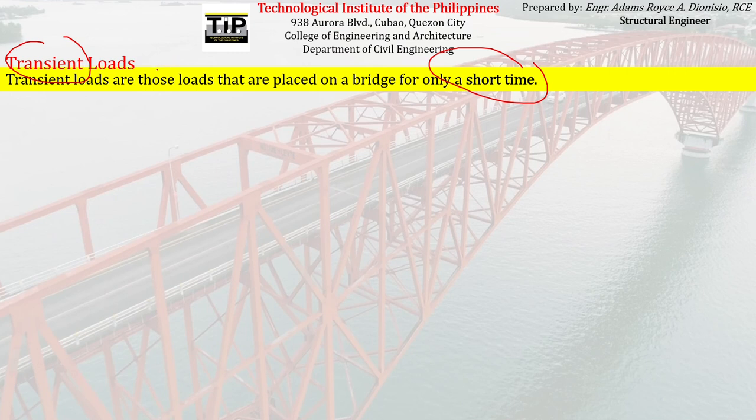When you say transient loads, these are just loads that are placed on a bridge for a short period of time lang. Kumbaga, hindi siya permanent. So, transient loads are just the opposite of permanent loads. Unlike permanent loads that will be remaining on our structure forever, throughout the lifespan of the bridge, transient loads will just be existing on our bridge for a short period of time lang. Okay, so kumbaga, nandiyan siya for a period of time, pero later on mawawala rin. And then pwedeng bumalik din. Tapos, pwedeng mawala ulit, mawala, bumalik, mawala.